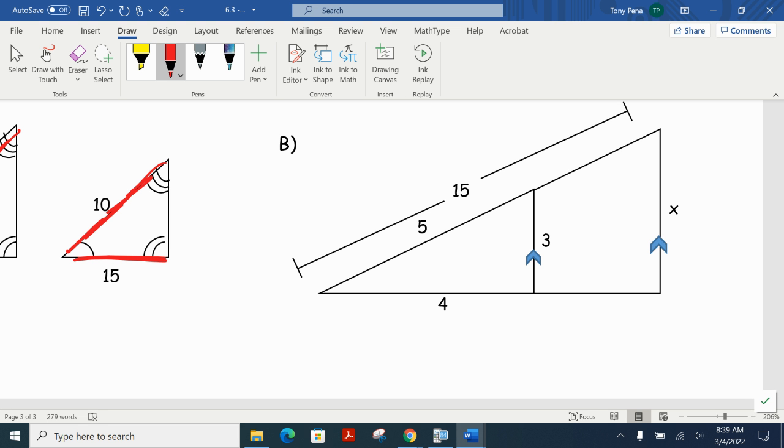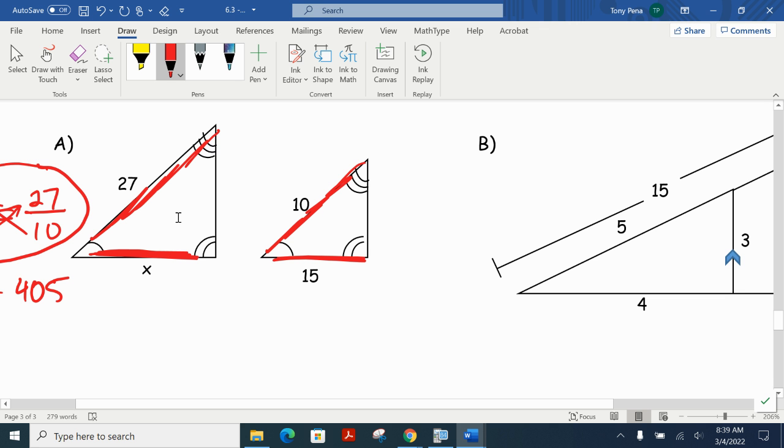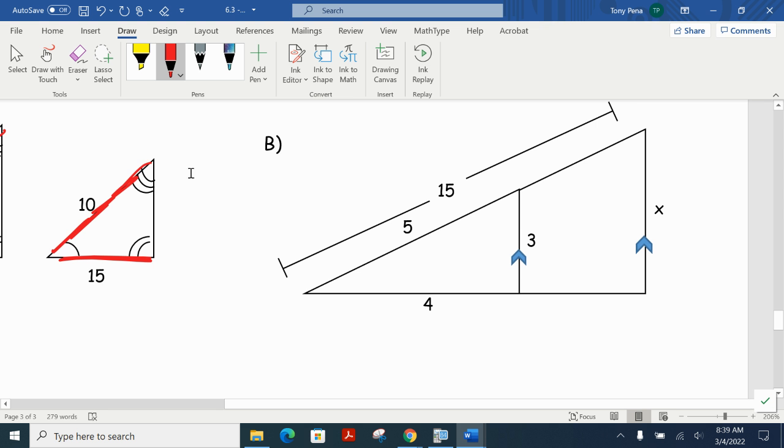Okay. This one's a little sneakier. First, this is pretty obvious. We have two different triangles here. They're separated from each other. They're drawn in exactly like each other. So A, hopefully, was really nice. B is a little sneakier.